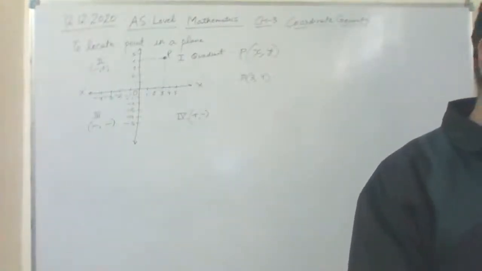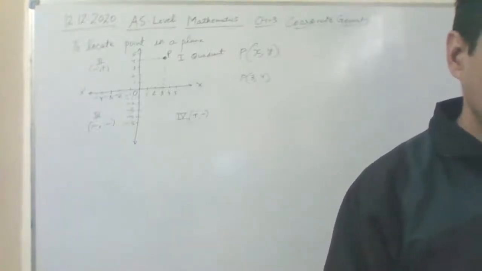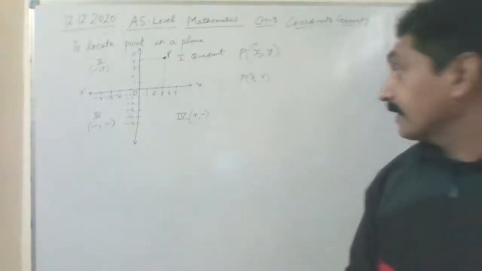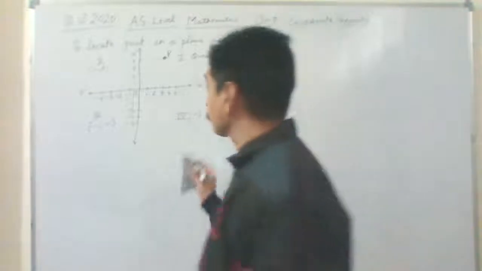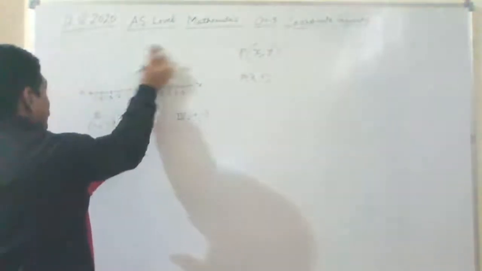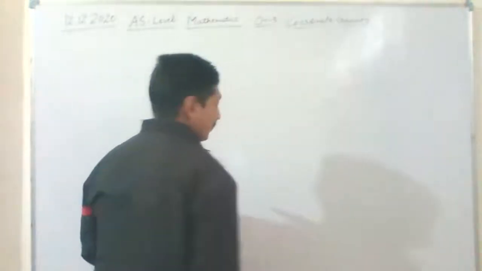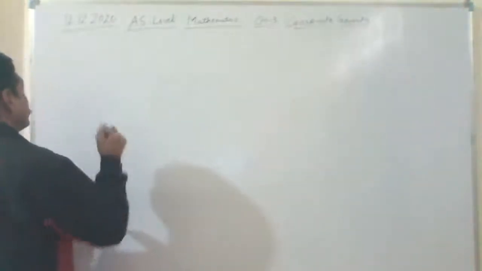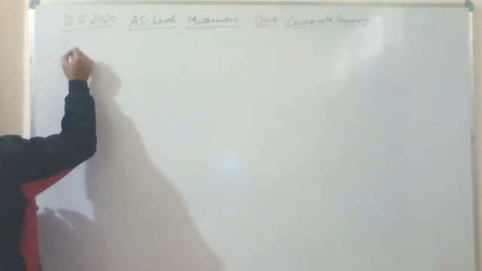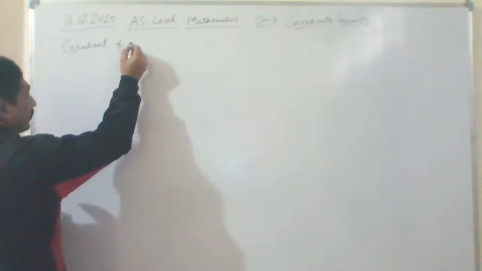Now next, what they have discussed here is plotting, sketching and drawing, and then they started with the gradient of a line. That is, next is the gradient of a line. If we have a line, we have studied this in the previous class, that is the gradient of a line.